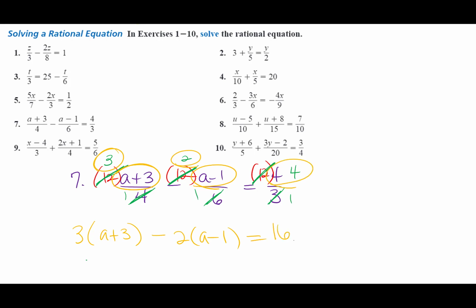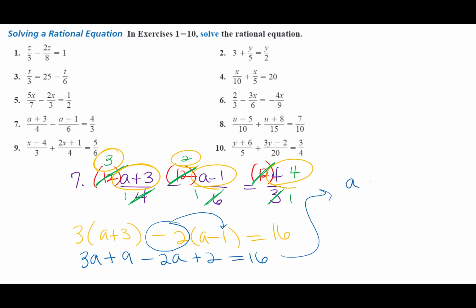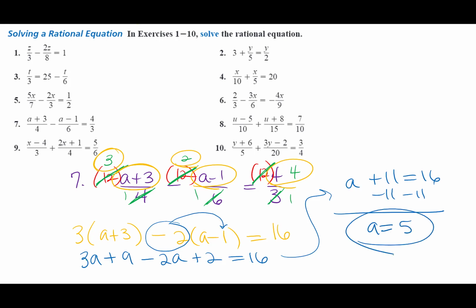is 16. Now use the distributive property to get 3a plus 9 minus 2a, and be careful here, this is a minus 2 times negative 1, which is positive 2, equals 16. Collecting like terms, it's a plus 11 equals 16. Subtract 11 from both sides to get a final answer of a equals 5.